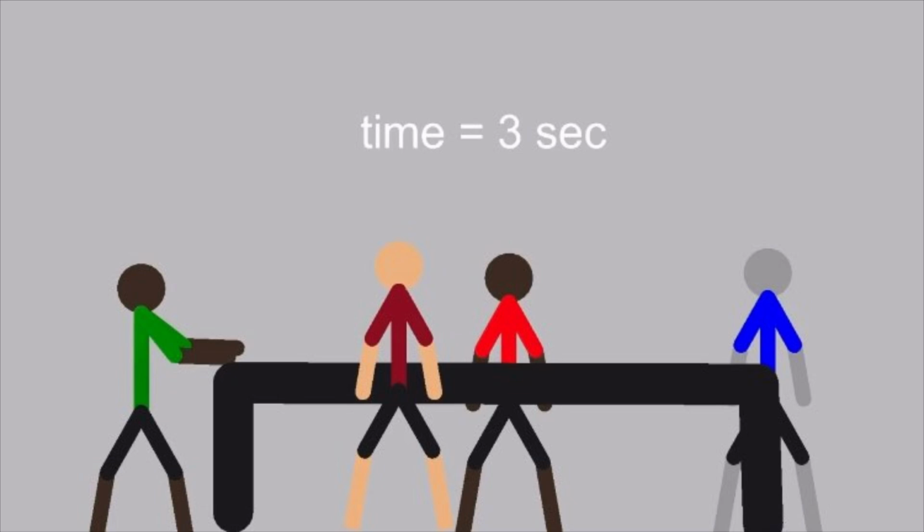So we do 57 over 3. Remember, velocity equals distance over time? 57 over 3 is basically 57 divided by 3. And that's 19. Now we have the velocity.